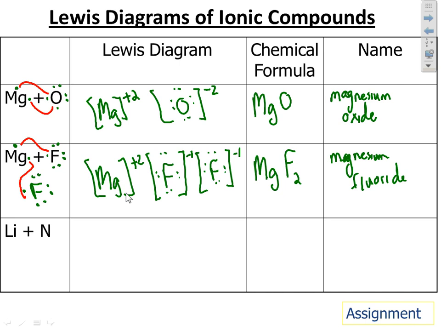Okay, one last one, and then I will talk about the assignment, but then I'll finish talking about some properties of these ionic compounds. So lithium. Lithium, when we check, has 1. And nitrogen, when we check, is group 5 or 15. It has 5. All right? So how are we going to make this work? Well, nitrogen needs 3. Lithium only needs to get rid of 1.